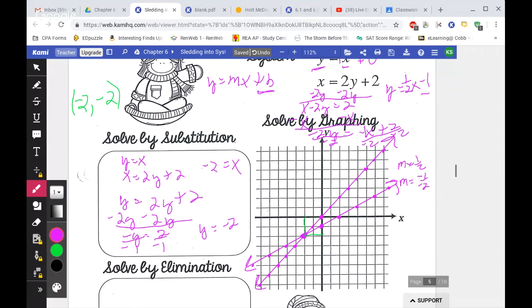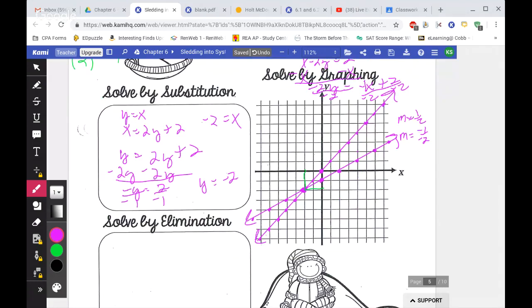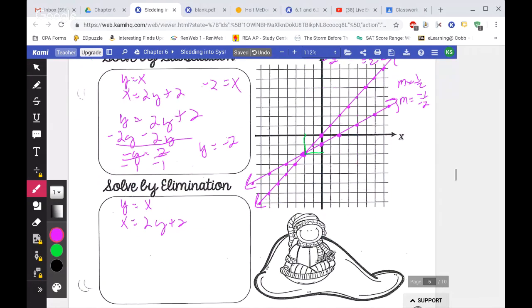So elimination. y equals x and x equals 2y plus 2. All right, so we want to get them where everything's lined up. So what I would do is bring my 2y over. There's a number of things you can do on this one because it's so different, but I'm just going to try to keep it in standard form since that's what I typically ask you guys to do.